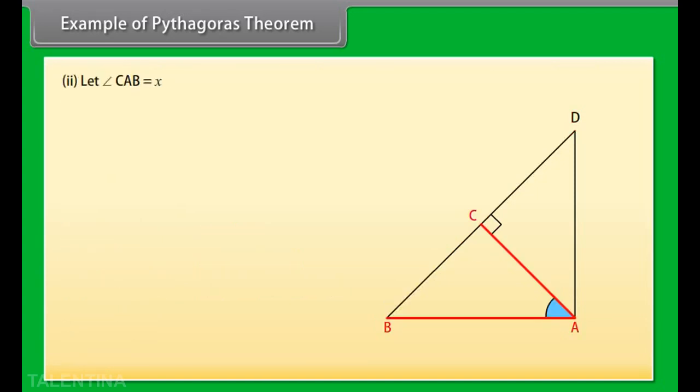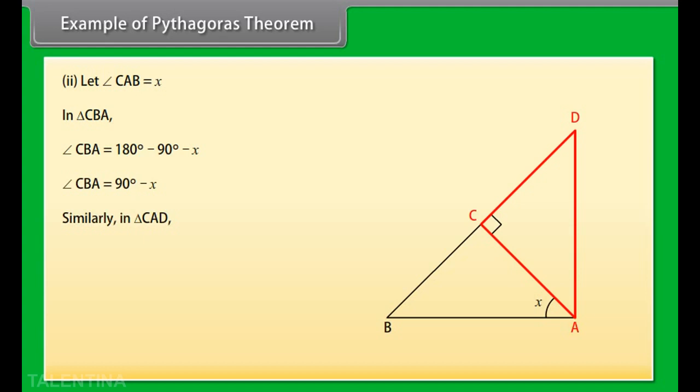2. Let angle CAB equal X. In triangle CBA, angle CBA is 180 degrees minus 90 degrees minus X, which is equal to 90 degrees minus X. Similarly, in triangle CAD, angle CAD is 90 degrees minus angle CAB, which is 90 degrees minus X. Angle CDA is 180 degrees minus 90 degrees minus (90 degrees minus X), which is equal to X.